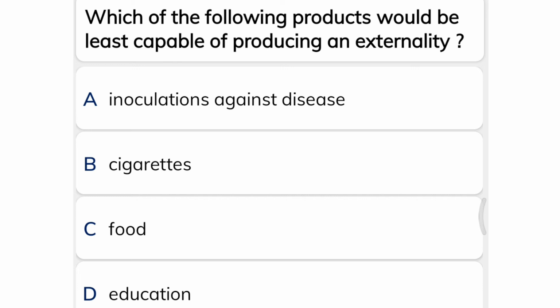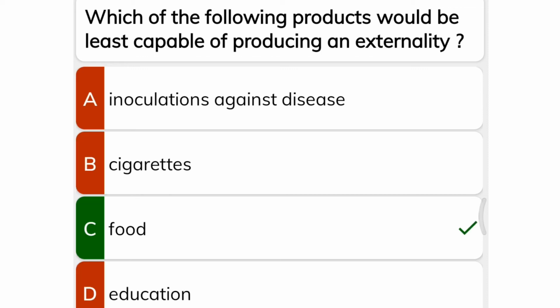Which of the following products would be least capable of producing an externality? Option A, inoculations against disease. Option B, cigarettes. Option C, food. Option D, education. The correct answer is option C.